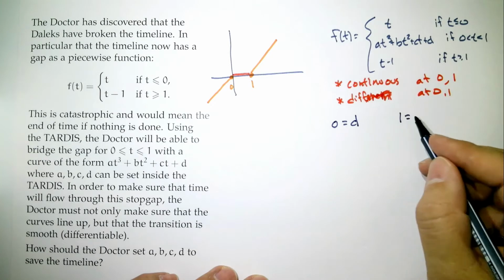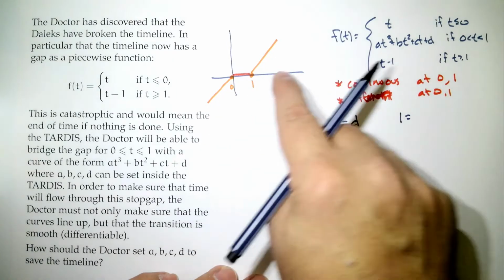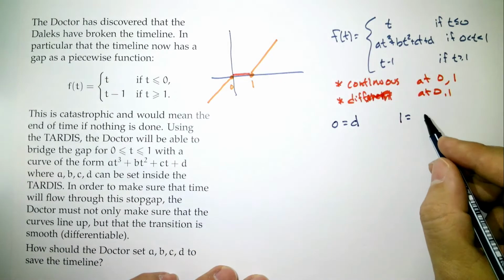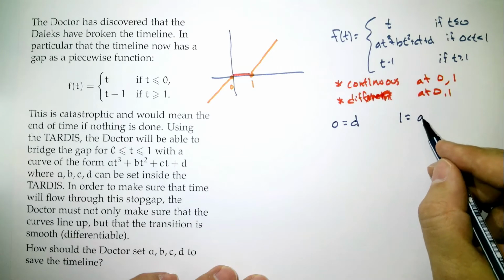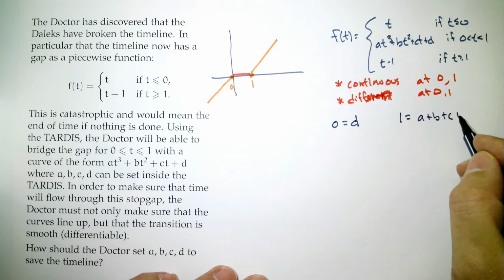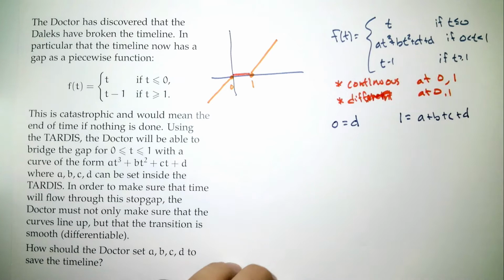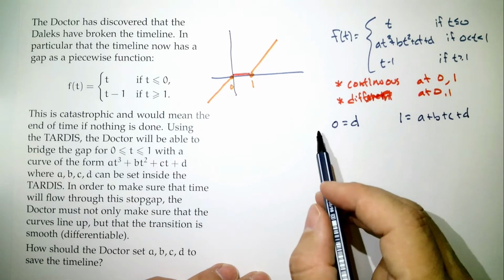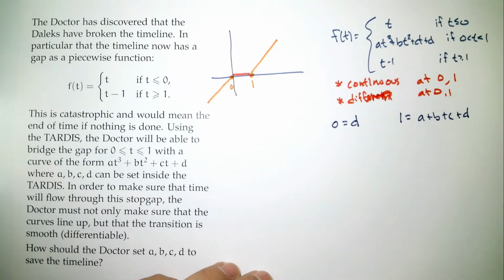That has to match the continuity, that has to match with the other side. So you plug 1 into the other side. So that would be a plus b plus c plus d. And, all right, so this is continuous. Continuous at 0, continuous at 1.